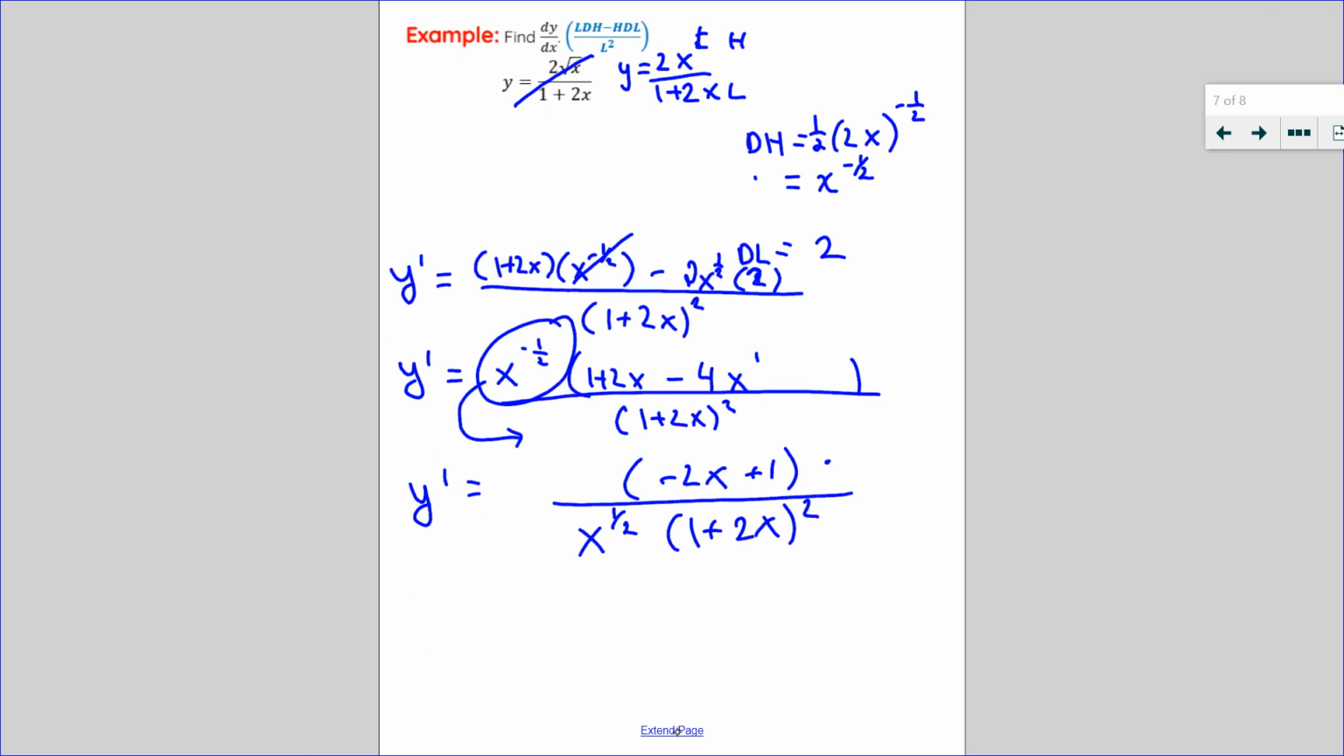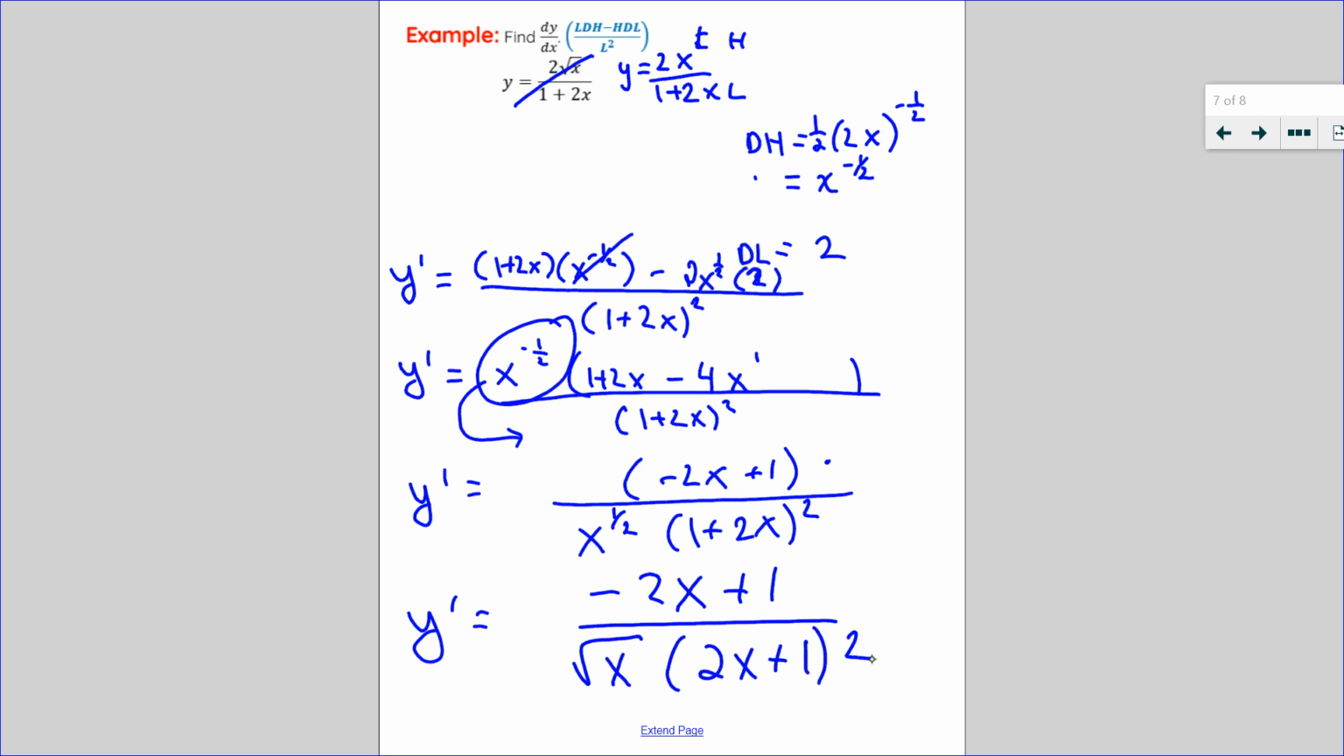And I'm just going to go back to my original form because I notice I started with square roots, so I should probably end with a square root. So it's negative 2x plus 1 all over the square root of x times, and I'll just write it as 2x plus 1 all squared. And then that would be my final answer.